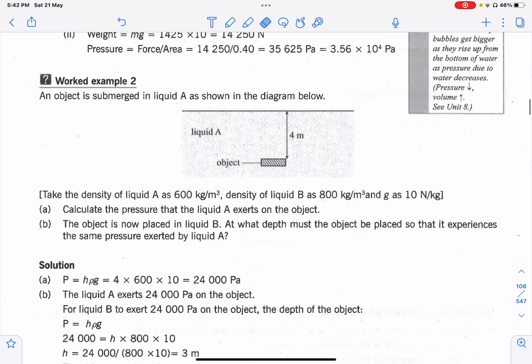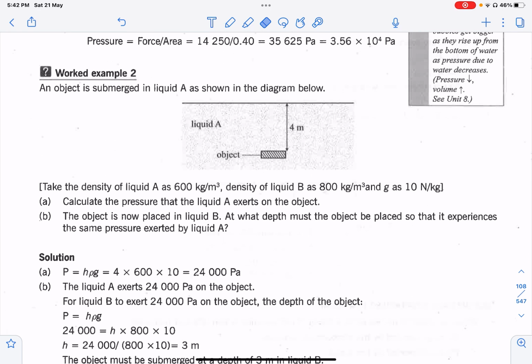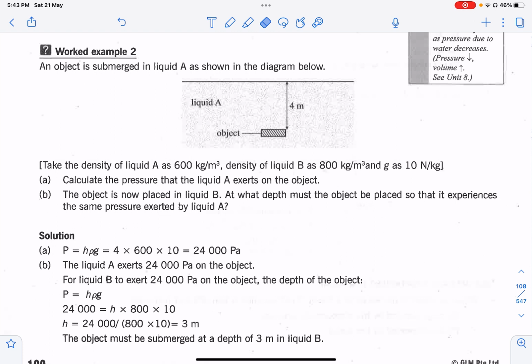However, when it involves an environment that has both the atmosphere as well as the liquid, we could see that the calculations would be a bit different already. So calculate the pressure that liquid A exerts on the object. P equals h rho g. You get the formula, you get the answer. The object is now placed in liquid B. At which depth must the object be placed so that it experiences the same pressure exerted by A? Basically, because of that, you have to set them equal. So what you do is you just substitute in the values.